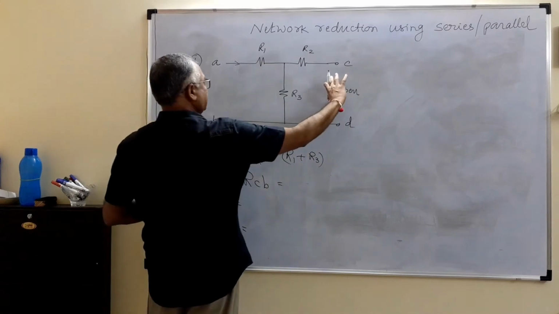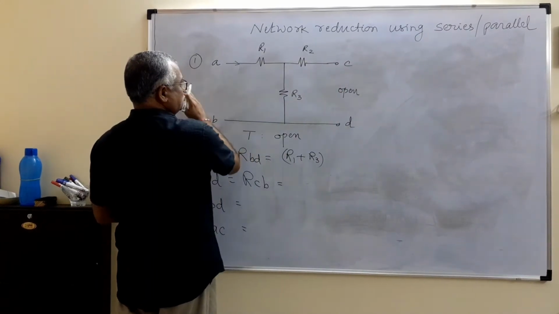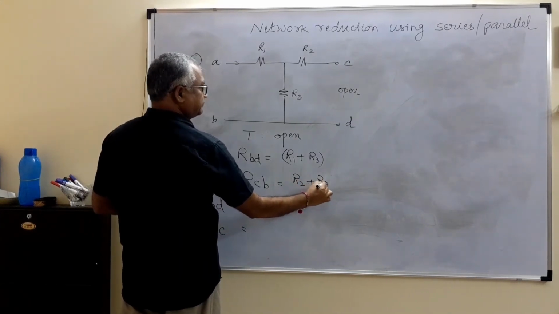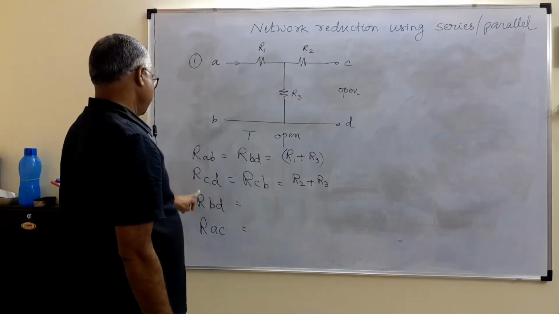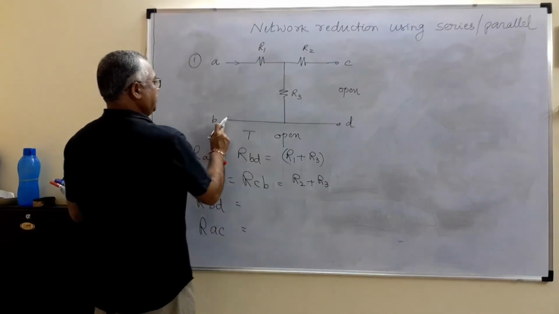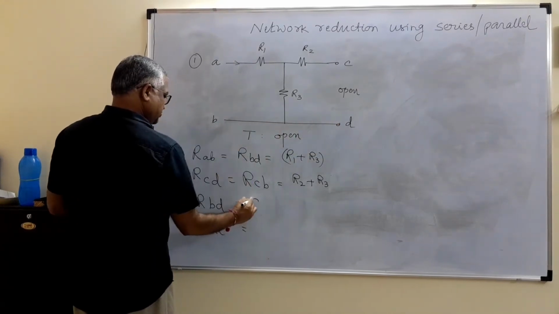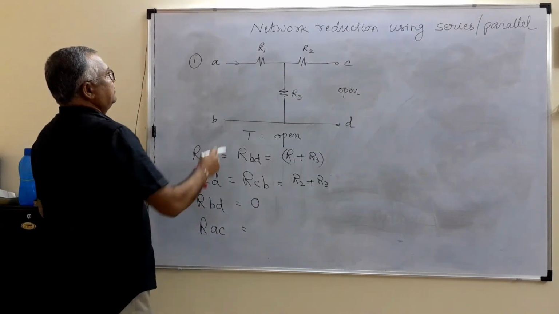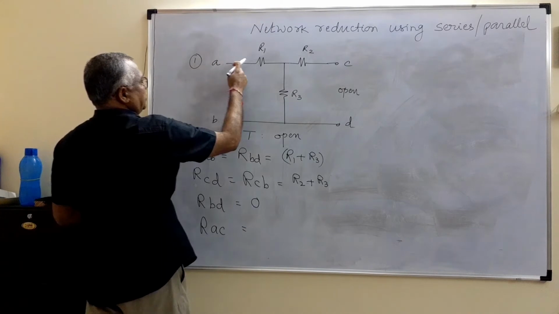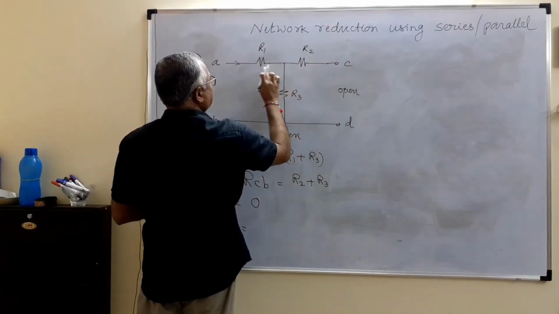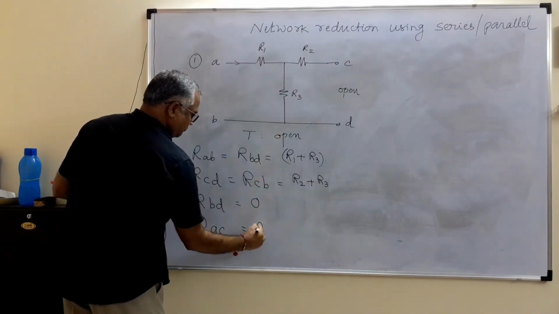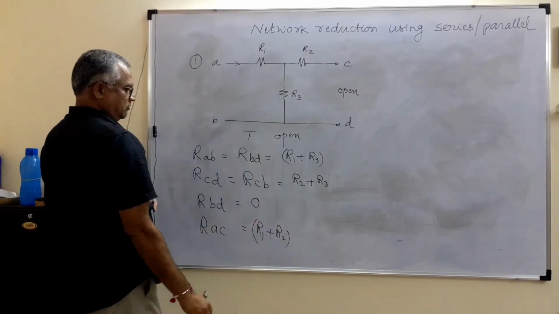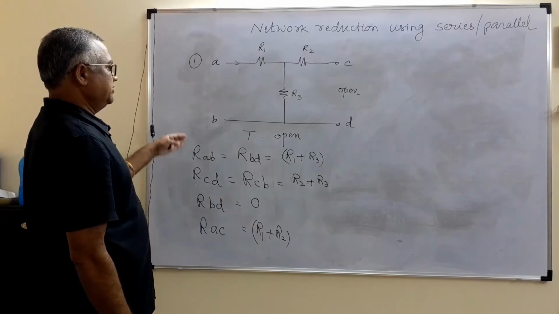What is RCD similarly? Same concept when this is open. So we will get R2 plus R3. RBD, B and D, no resistance, simply 0. Then RAC. Imagine you are entering from A, coming out from C. So it is simply R1 plus R2. Like this we can answer.